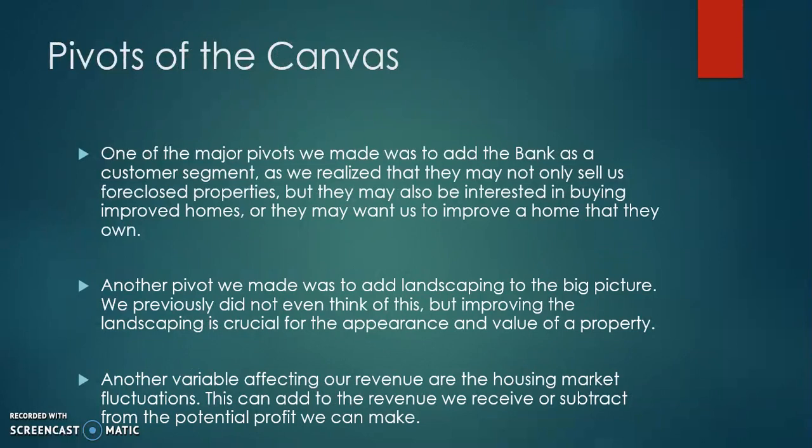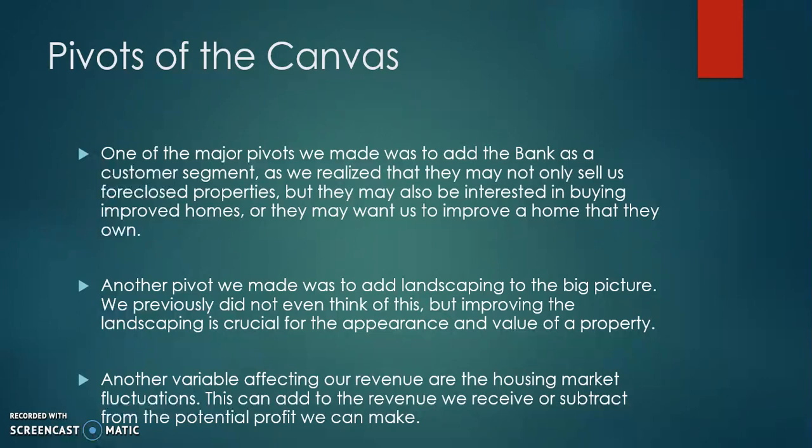Pivots on the canvas. One of the major pivots we made is to add a bank as a customer segment, which we briefly mentioned, as we realized that they may not only sell foreclosed properties, but they may also be interested in buying improved homes, or that they may want us to improve a home for them.